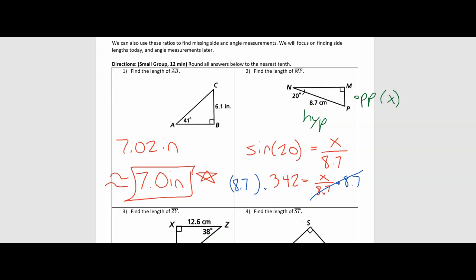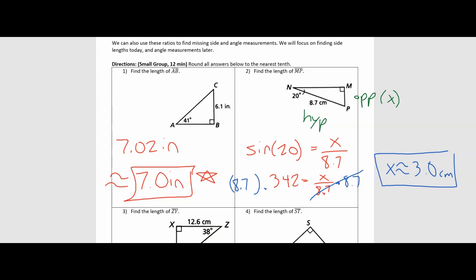8.7 times 0.342 gives us approximately, it says round to the nearest tenth. So we're going to get x is approximately 3.0 centimeters. If you're rounding to the nearest tenth, right, you end up getting something like 2.975. Well, this 7 is going to bump the 9 to 10, right? But I'm carrying that unit, so that bumps the 2 up to a 3. So 3.0 centimeters.